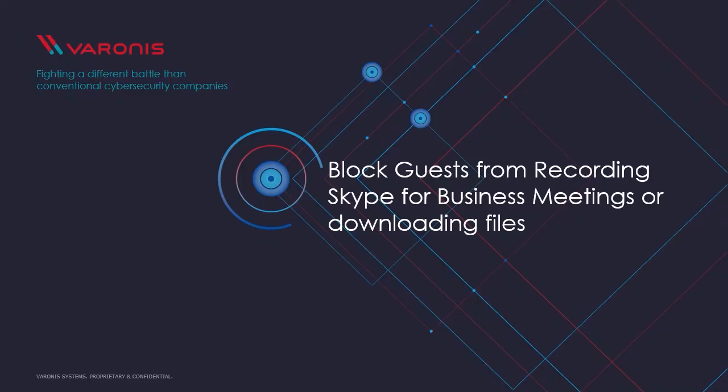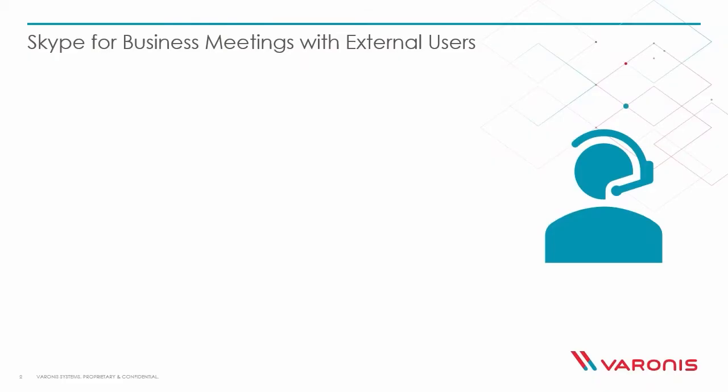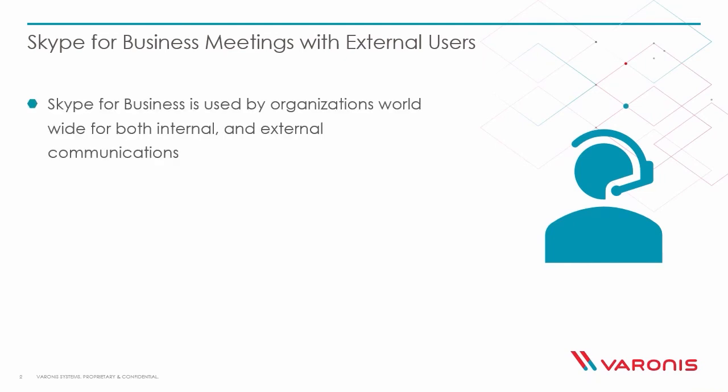In this module, we will talk on how to block guests from recording Skype for Business meetings or even downloading content. First of all, what is Skype for Business and why is this important? Skype for Business is used by organizations worldwide for both internal and external communications. Skype for Business allows you to have both one-on-one chats as well as audio, video, and even screen sharing meetings with up to 250 people from both inside and outside the company.